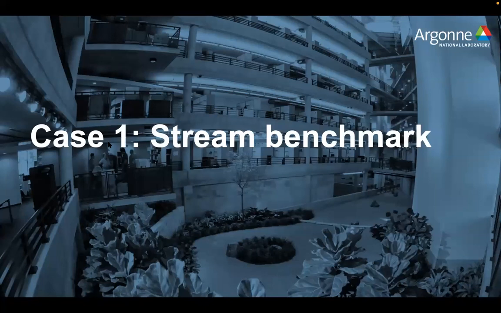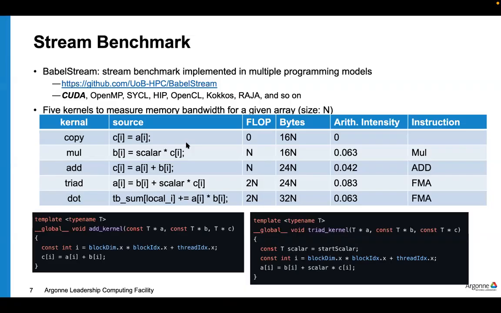The first case is the STREAM benchmark, which is a popular HPC benchmark to measure memory bandwidth, right? The STREAM benchmark was originally developed for the CPU, and then the University of Bristol team extended it to other programming models for GPUs, FPGAs, and other devices. If you go to this GitHub repository, you can download the entire package of BabelStream. BabelStream includes the STREAM benchmark implemented in multiple programming models.